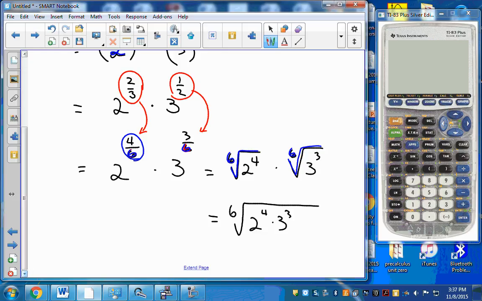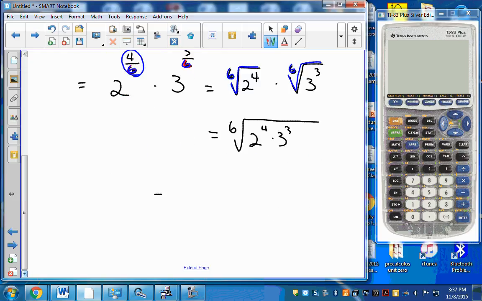That doesn't simplify any. Notice that 2 to the 4th, obviously I have 4 factors of 2. So 2, 2, 2, 2, and 3 factors of 3. I was looking for groups of 6. Nothing cleans up there. So I'm just going to leave this as the 6th root.